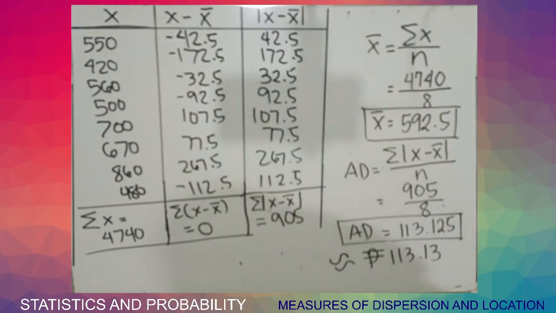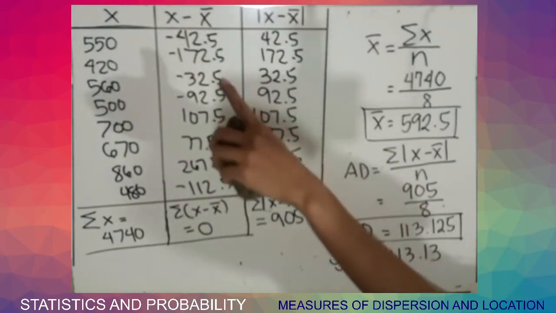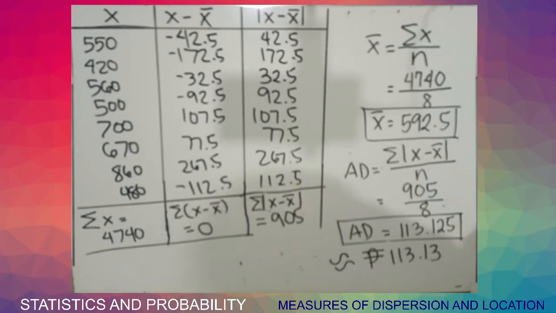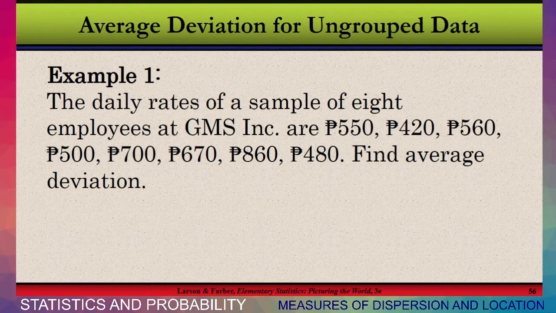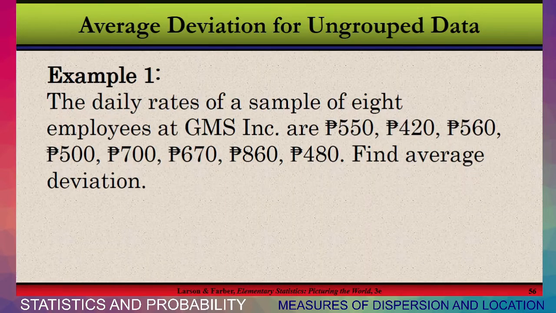So ganyan din yung process kapag population. Ang nangyayari lang is yung x bar natin napapalitan ng mu. Okay? So tumungo tayo dun sa next example. Naiintindihan na ba? Okay, so naiintindihan naman daw pala. So tumungo tayo dun sa next example.